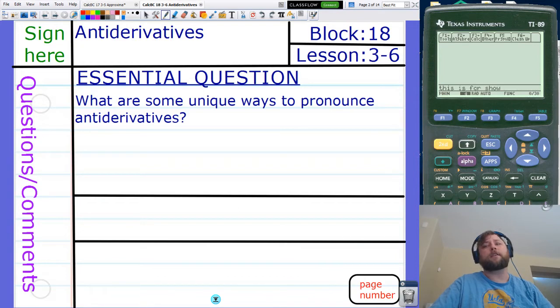Welcome Calculus BC. This is lesson 3.6, Antiderivatives. The essential question is, what are some unique ways to pronounce antiderivatives? Let's go.